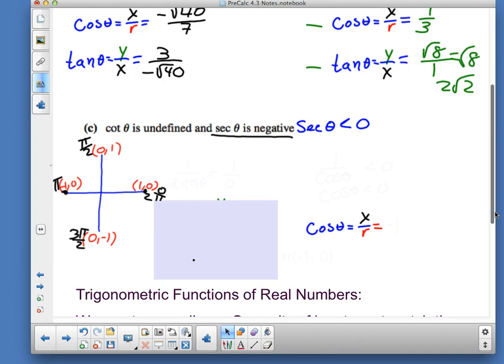Cotangent theta is undefined. So what's that mean? If cotangent is undefined, we tried to divide by 0. Okay? So tangent's got to be 0. That's a symptom. And remember, tangent is sine over cosine, which is y over x. Okay? So I'm wondering, what area is y 0? Because when I flip it, it's undefined.